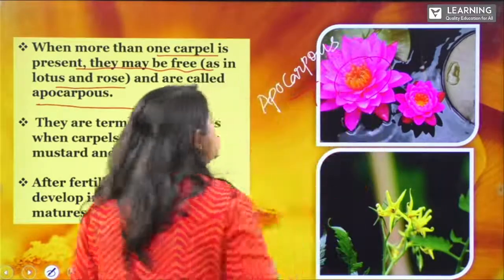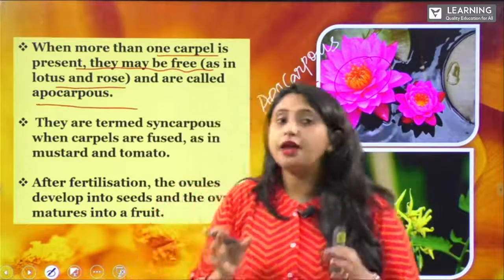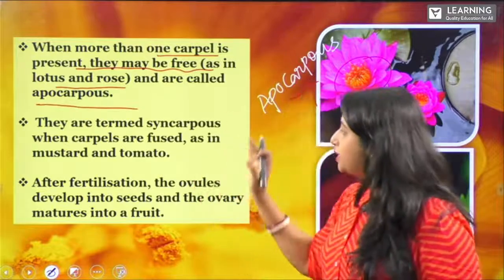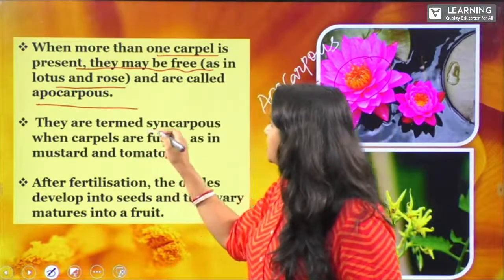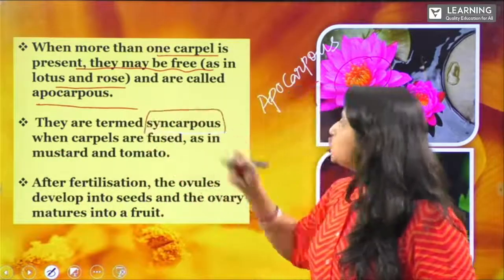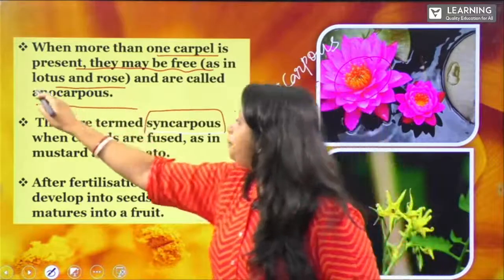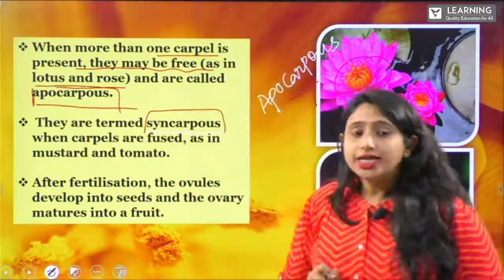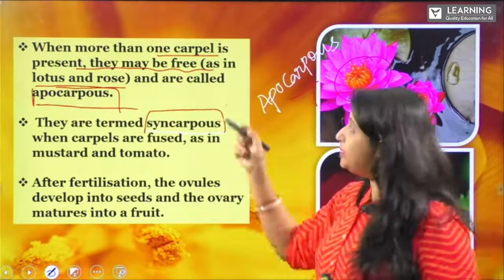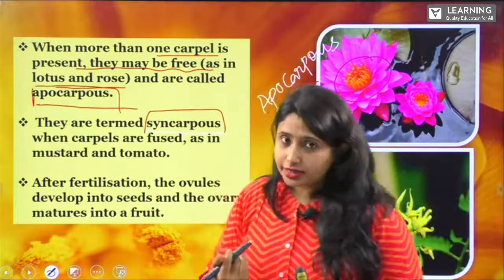So the arrangement of your carpels can be divided into two types. One is apocarpous and the other is syncarpous. As you have seen, in apocarpous the carpels are free, as in the case of lotus, which you can see here.